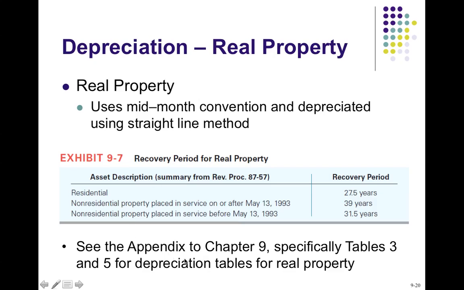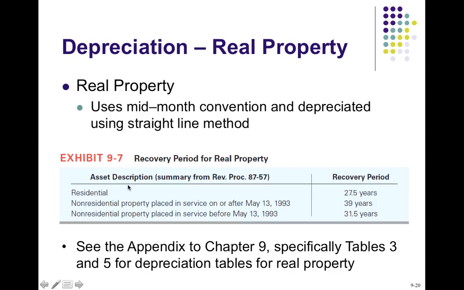So look in the appendix to Chapter 9, specifically tables 3 and 5. Have these tables handy in class because we'll go over examples of how we calculate depreciation for real property, and it will be good for you to have these charts right in front of you so you can see where the numbers come from, okay? But we'll go over examples of real property in class, and it's pretty easy because essentially we're using the straight line method, which you're already familiar with, okay?